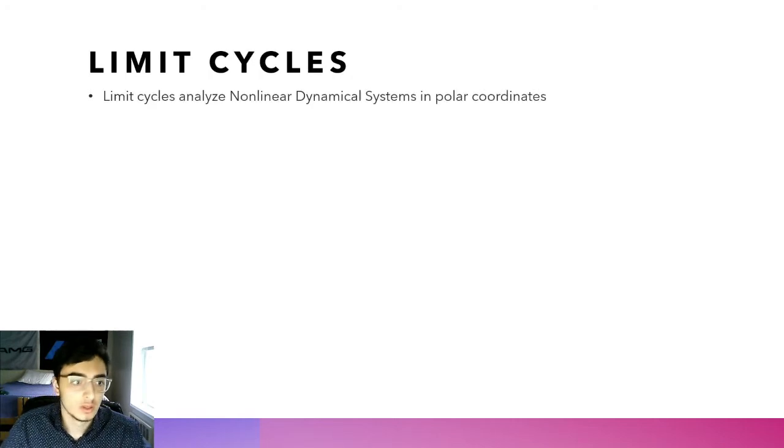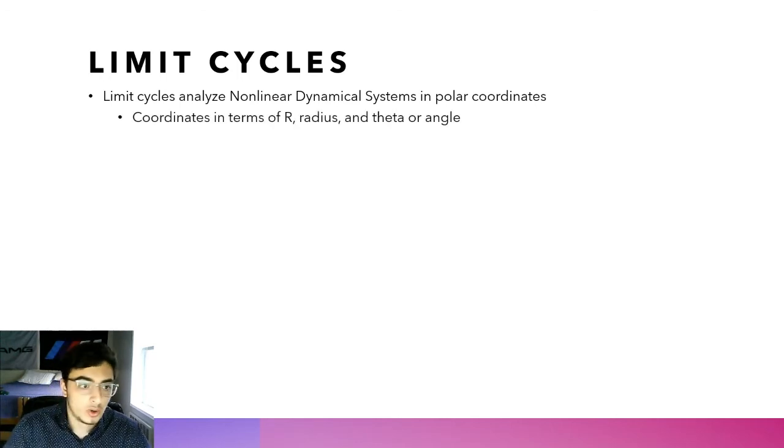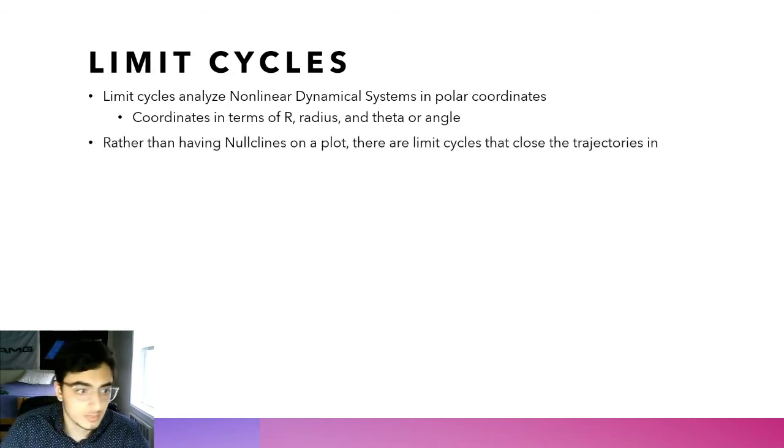So now we're going to review a little bit of limit cycles. Limit cycles analyze nonlinear dynamical systems in polar coordinates. If you don't know, polar coordinates are coordinates in terms of r, the radius, and theta, the angle. Rather than having nullclines on a plot, there are limit cycles that close the trajectories in, and I'll show you that in a moment.